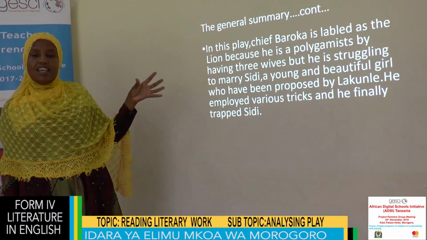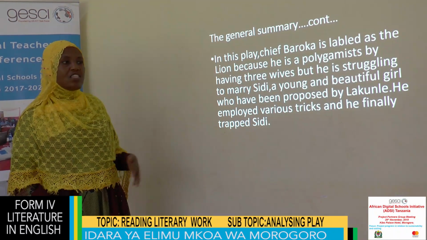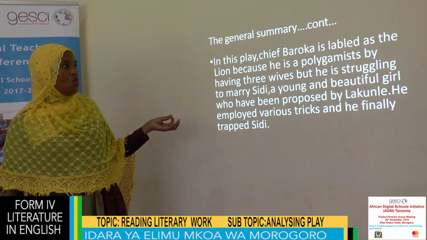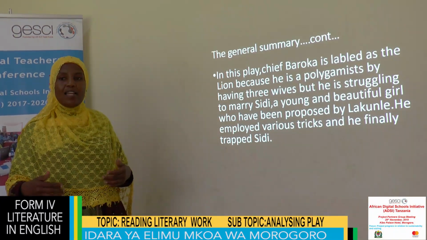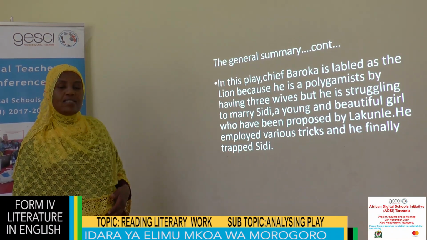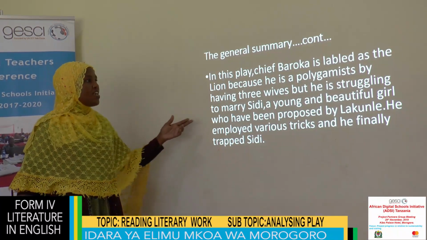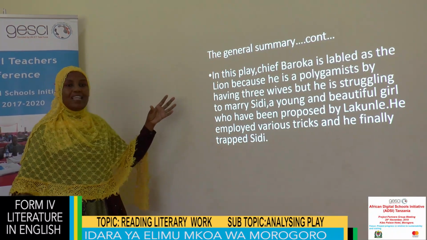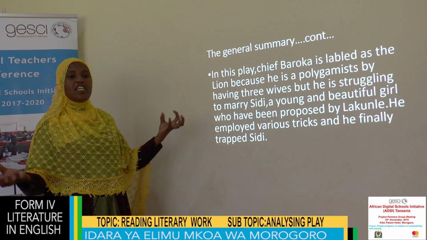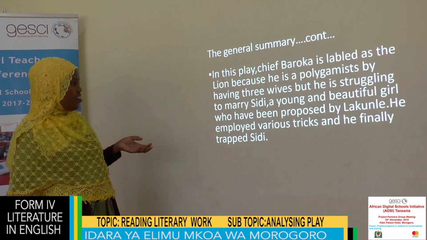The girl that Mr. Baroka is interested in marrying has already been approached, already been proposed to by that school teacher, Mr. Lakunle. But the man, who already has three wives, is making sure that he gets that particular girl. So we can say that Baroka is labeled as a lion because he's always making sure that he gets each and everything that he needs.